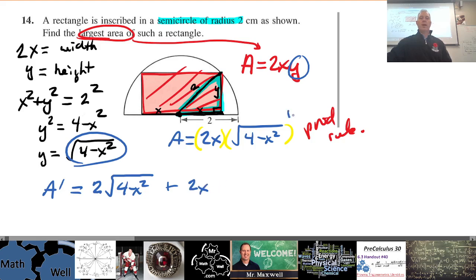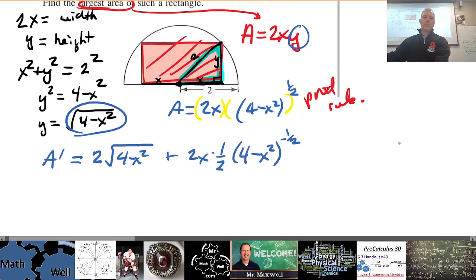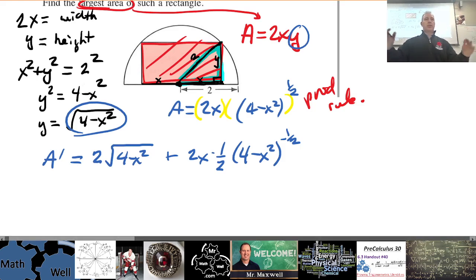So that's a 1/2, remember? That's 4 minus x squared to the 1/2. And so that's going to be 1/2 times 4 minus x squared, we leave all that alone, and we subtract 1 from that exponent, so that's a negative 1/2. All right, so that's a bit more of a complicated derivative in these questions than we've maybe seen so far, but all the rules stay the same.